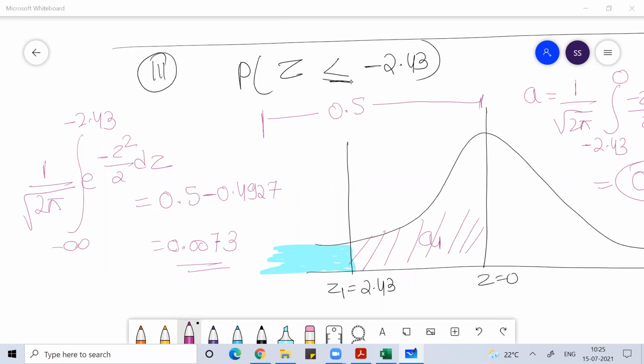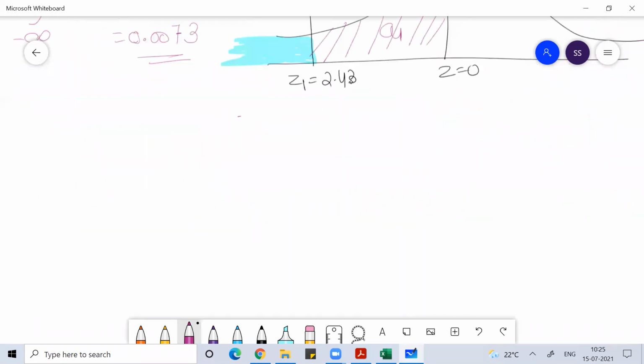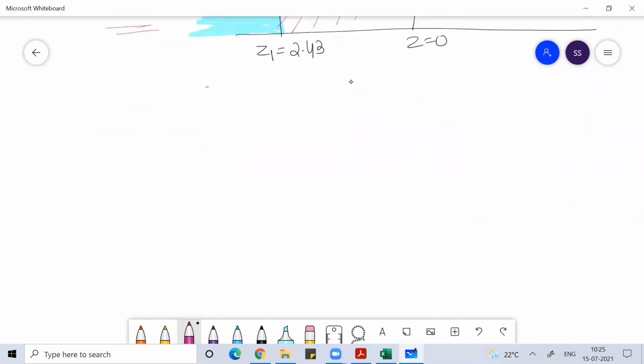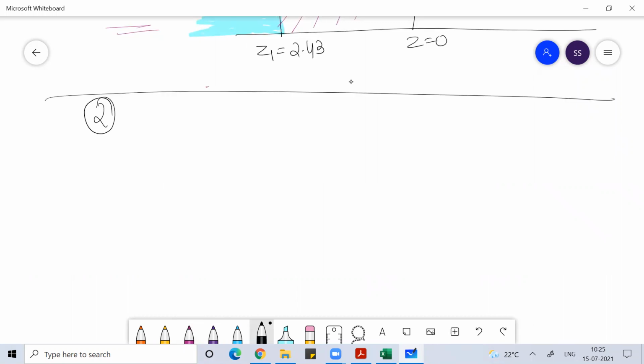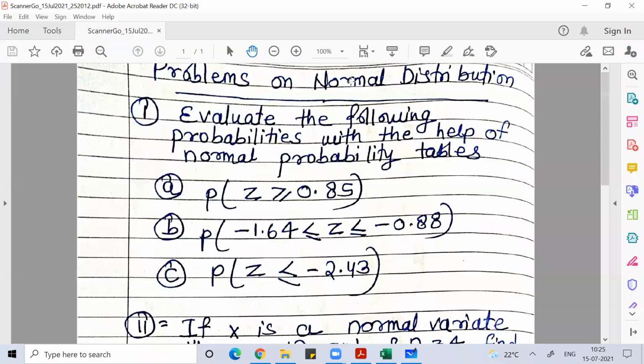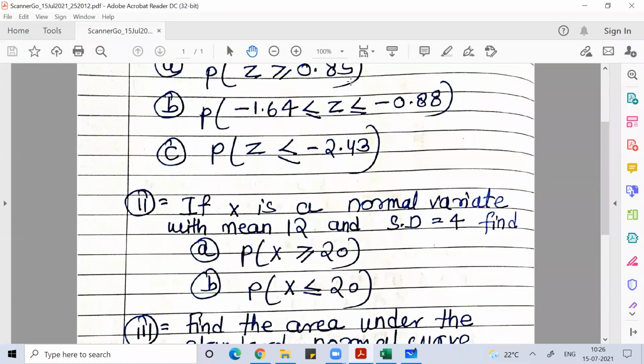You can try this kind of question by yourself. These are very basic questions. Imagine there's a question like this. Question number 2: if x is a normal variate with mean equal to 12 and standard deviation equal to 4, find x greater than or equal to 20.